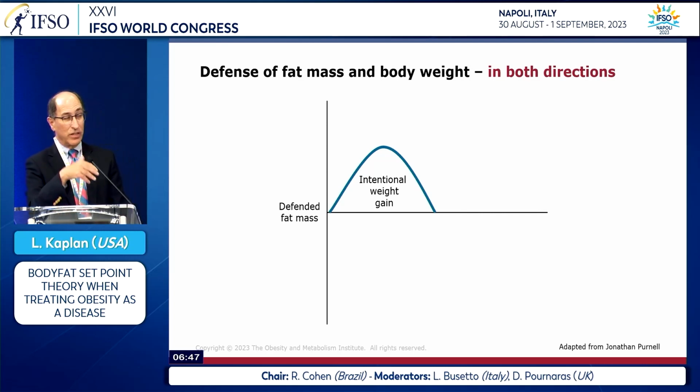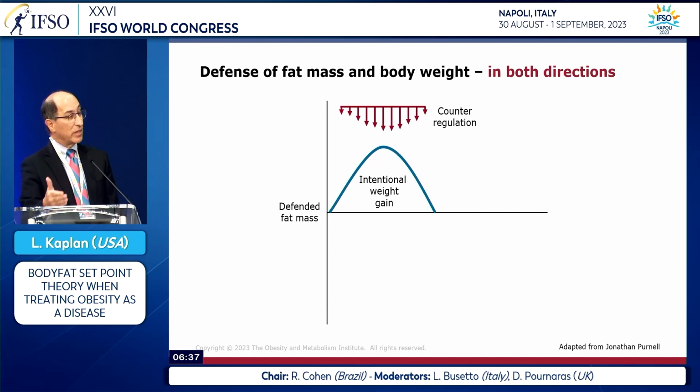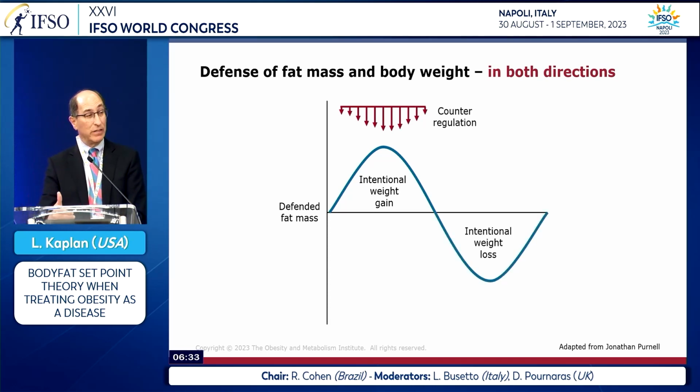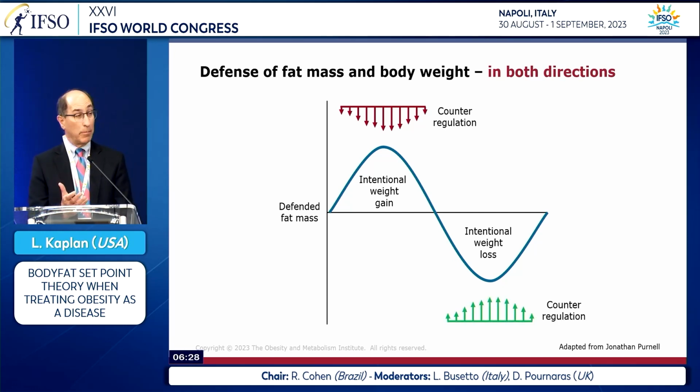And so just to give you a sort of a summary of where we're going, if you have intentional weight gain, if you try to gain weight, some kids, sometimes their parents want them to be heavier, they try to make them gain weight, that is met with a counter-regulatory process that pushes it down. And if you try to lose weight, that's met with a counter-regulatory process that tries to push it back up again.